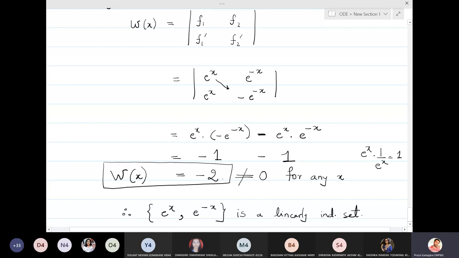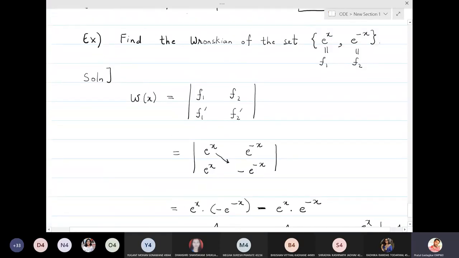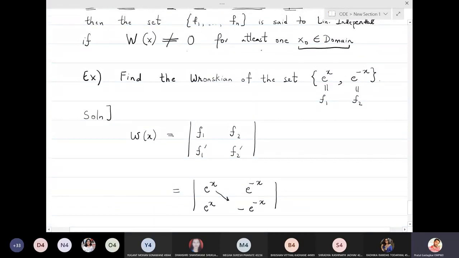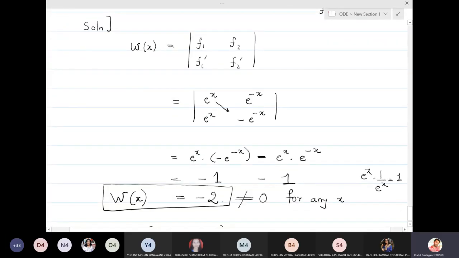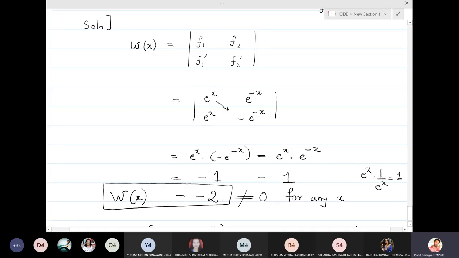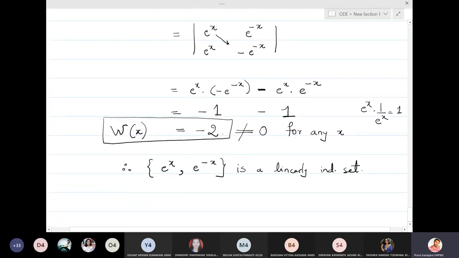Suppose your Wronskian comes out to be some number which is not equal to 0, then you don't really have to worry about whether you can find a point for which the Wronskian is not equal to 0. So here it happens that the Wronskian is directly some non-zero constant. So my task is done and the functions are clearly linearly independent. Let us go to the next exercise.